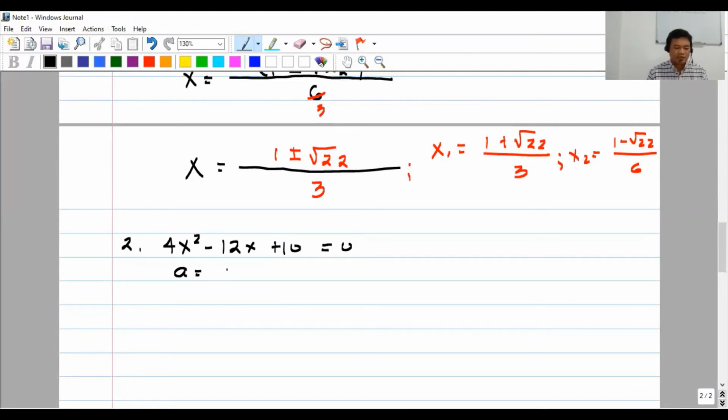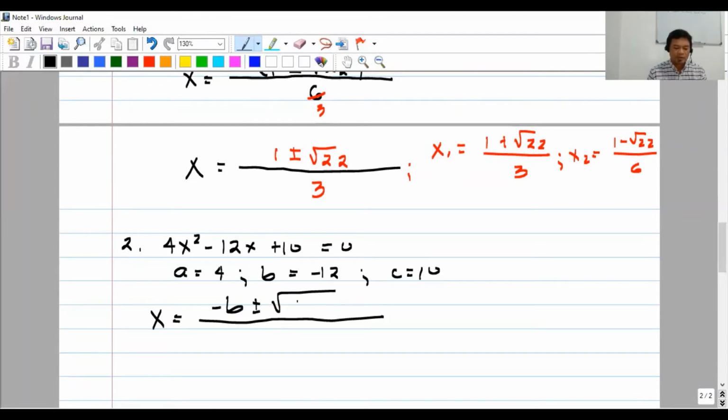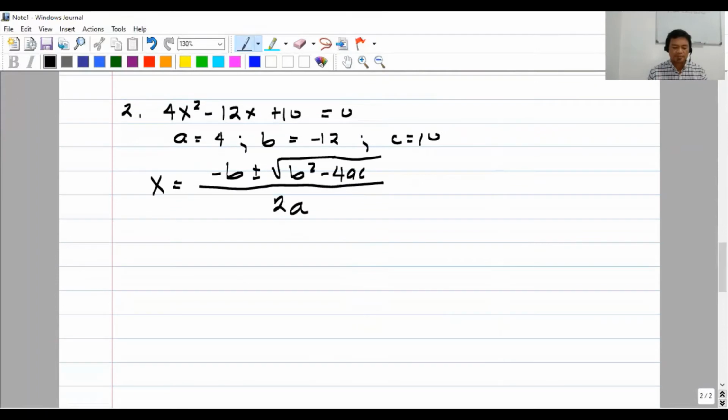The value of a is 4 here. Our b is negative 12. And our c is 10. And don't forget, you must always remember the quadratic formula when you use it: negative b plus minus the square root of b squared minus 4ac all over 2a.